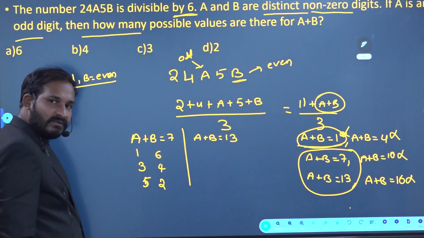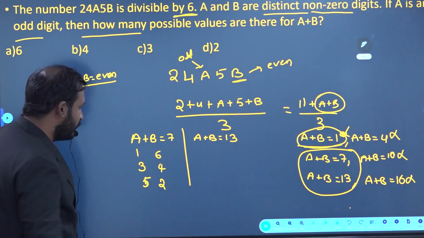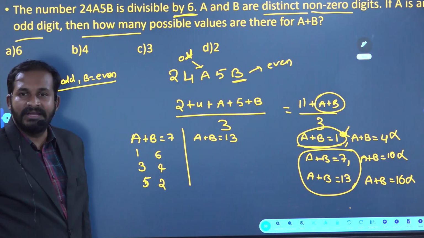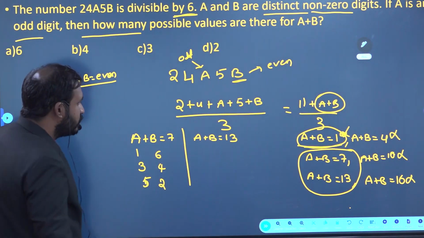Can I take 1 and 12? No. B also should be a single digit. I cannot take 1 and 12. Can I take 3 and 10? No. 10 is also a 2 digit. That is also not possible. So, what can I take?